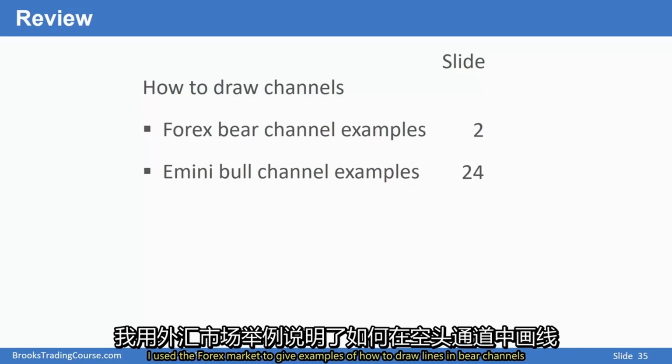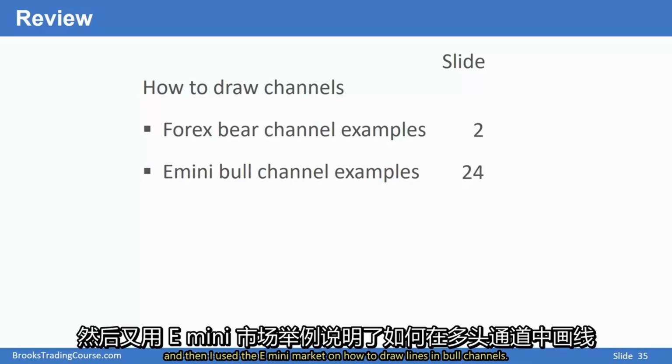I use the Forex market to give examples of how to draw lines in bear channels. And then I use the E-mini market on how to draw lines in bull channels.